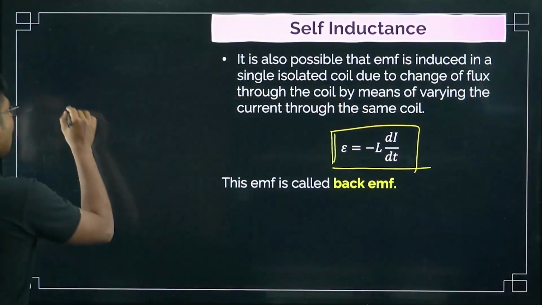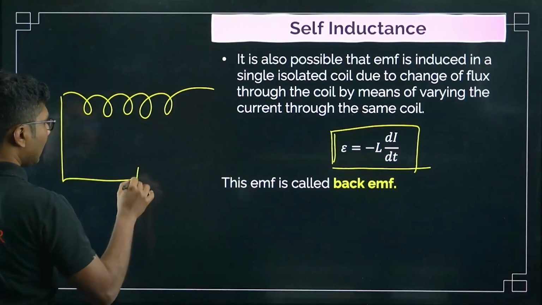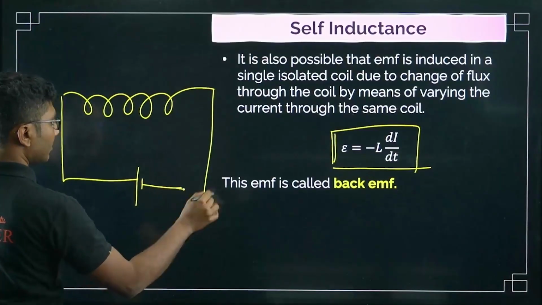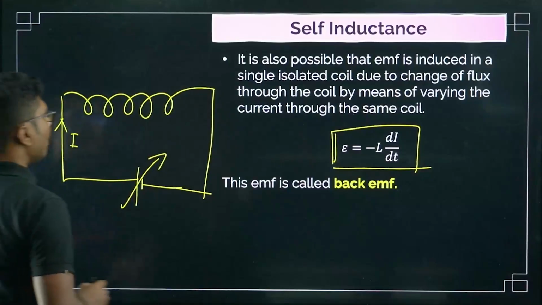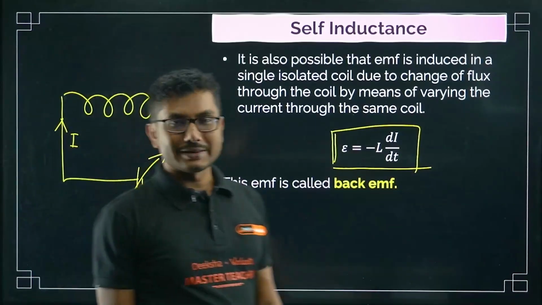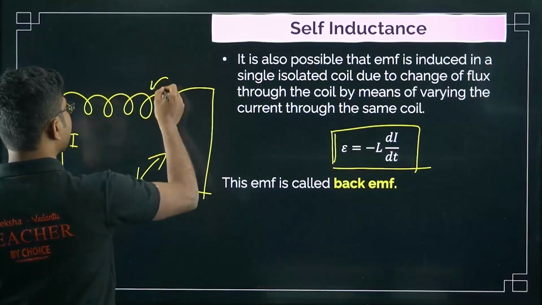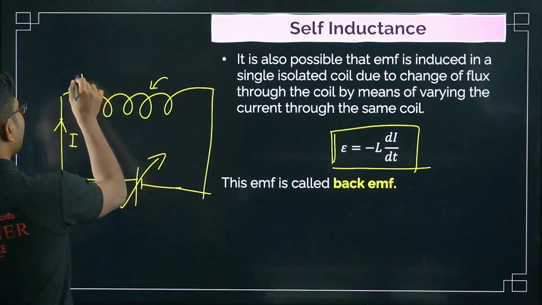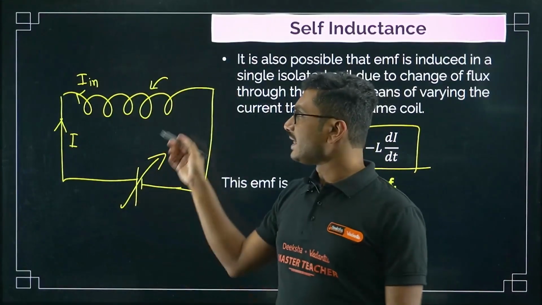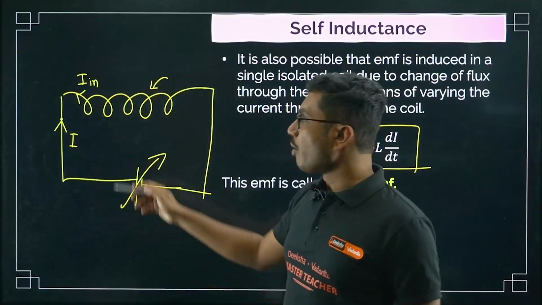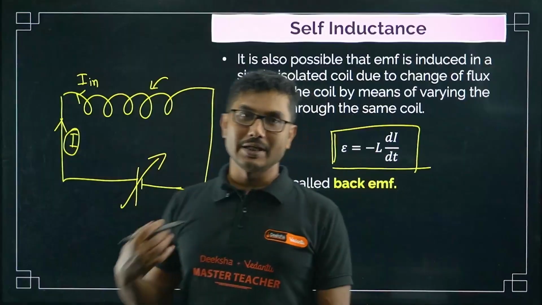So what is the meaning of that? Suppose I have a coil, and I have a variable current source. Now this is sending the current in this direction. As soon as the current starts to flow through this coil, it will send a current in the opposite direction. So there will be an induced EMF, say I in. This induced EMF will send a current in the opposite direction, opposing the original current. That is why it is called a back EMF.